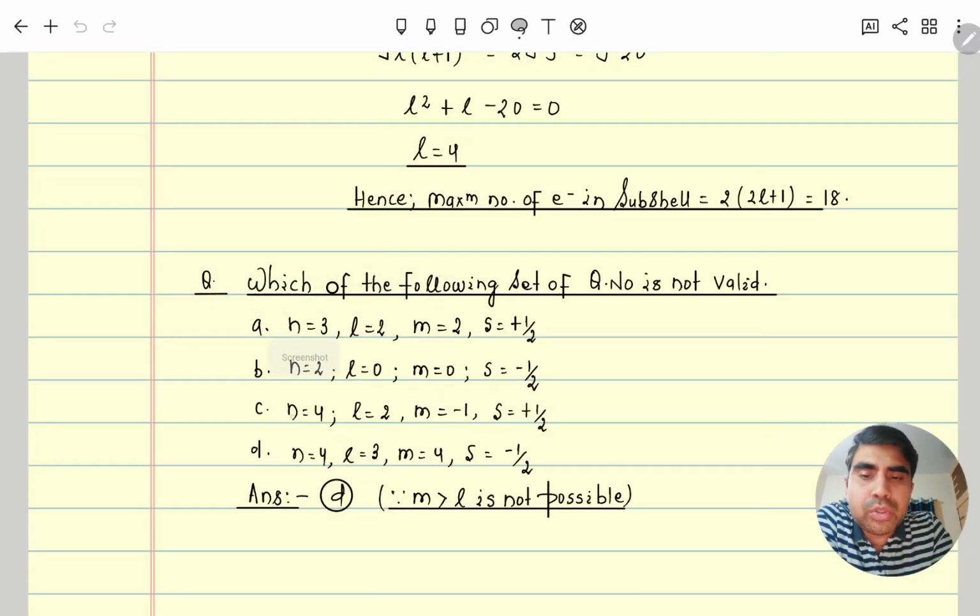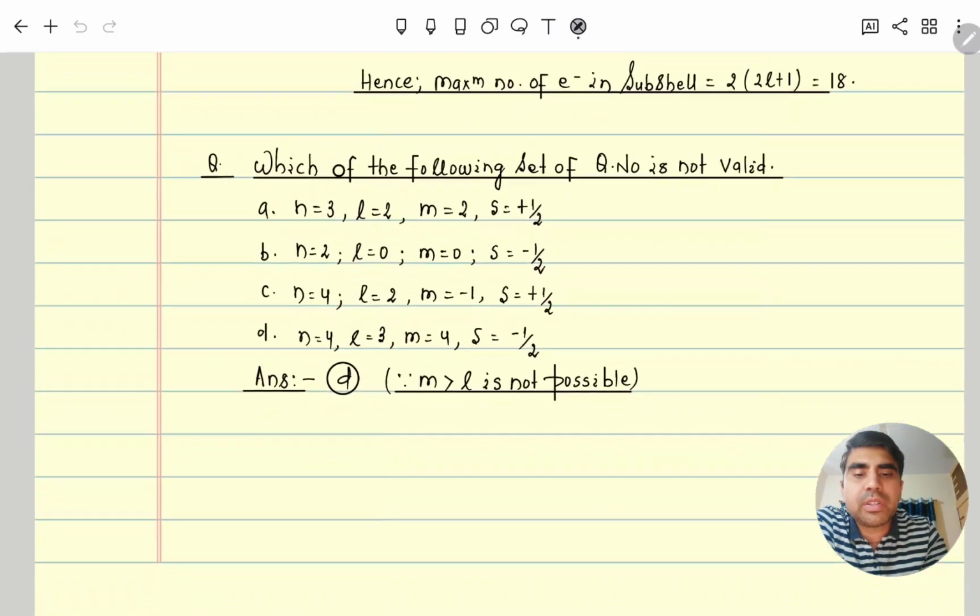Next, n is equal to 2, L is equal to 0, M is equal to 0. Yes, S is equal to minus 1 by 2. This is also correct. N is equal to 4, L is equal to 2, M is equal to minus 1, S is equal to plus 1 by 2. Yes, it is correct. N is equal to 4, correct. L is equal to 3, correct. M is equal to 4, wrong. M is minus L to plus L including 0. So D is the wrong option.